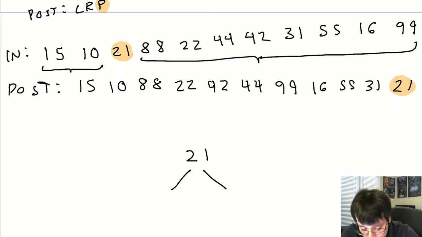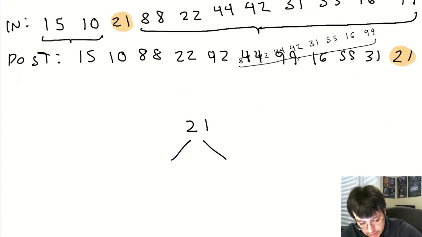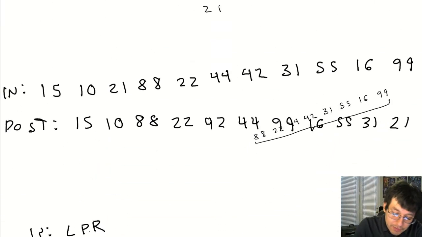So everything to the right of the 21 is going to be a descendant, okay? So something is going to be here. And this is something you would pass in your function.